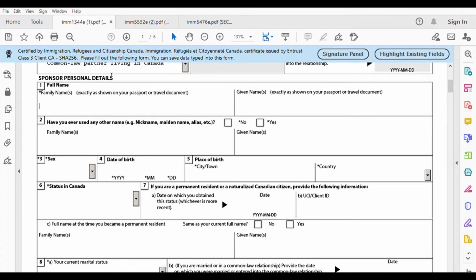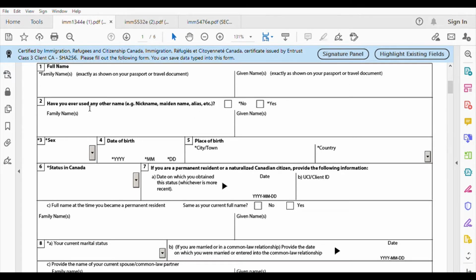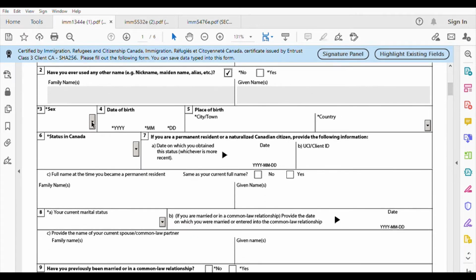Sponsor personal details. The same: family name exactly as shown on your passport or travel documents, given names exactly as shown on your passport or travel documents. Have you ever used any other name, like nicknames? We choose no. You see the color change because we don't have to fill anything here. Sex: we choose female, male, unknown, another gender, whatever. Date of birth, place of birth, the country.